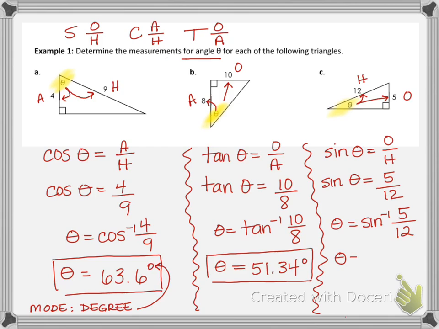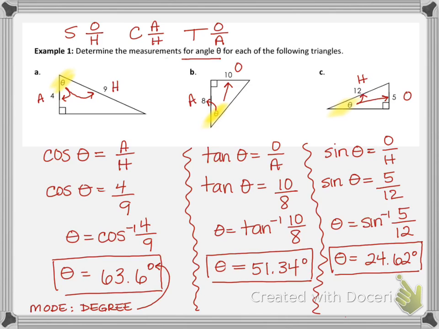So the angle will end up being, if you round to the hundredth of a degree again, 24.62. And in case you're asking, what do I know when I'm going to round to what, it will be stipulated in the problem.